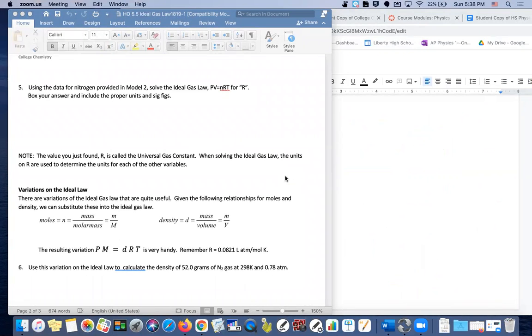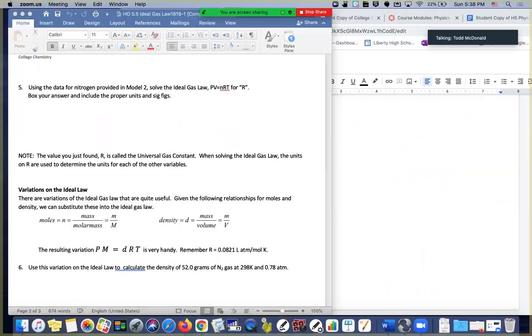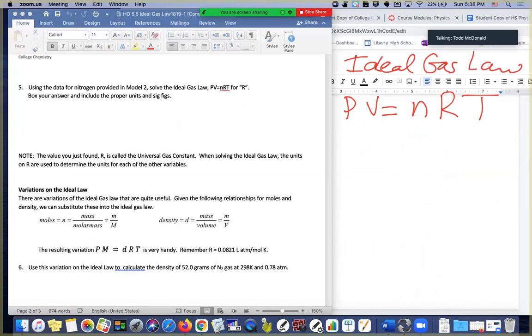Here is the big picture. Here's what we're looking at. We have a new equation. This is called PIVNERT, or I like to call it PIVNERT. And it's what we call the ideal gas law. And it is the relationship between the four variables that we deal with in gases. We have four variables. We have pressure, volume, number of moles, and temperature.